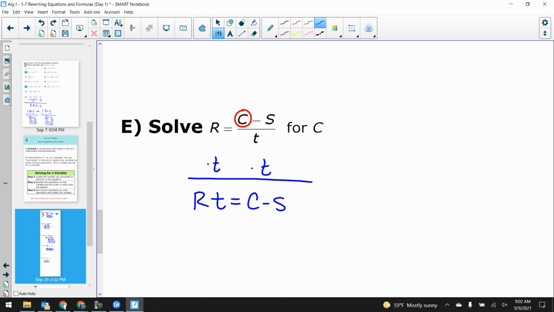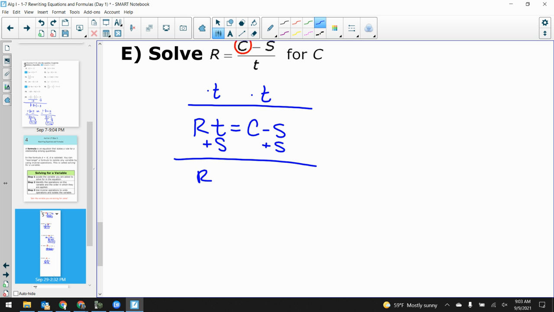Okay, I'm still getting c alone. What operation does that? Addition by s. All right, so that leaves us with rt plus s is equal to c. Questions about that? rt plus s. Yes?